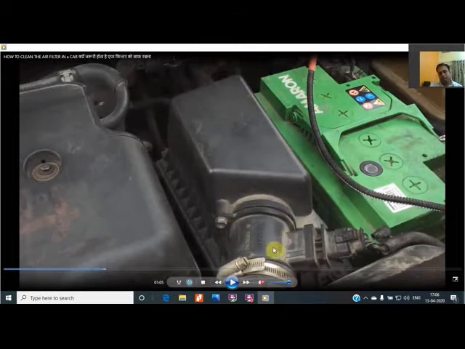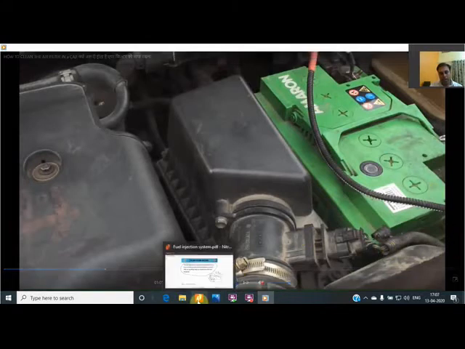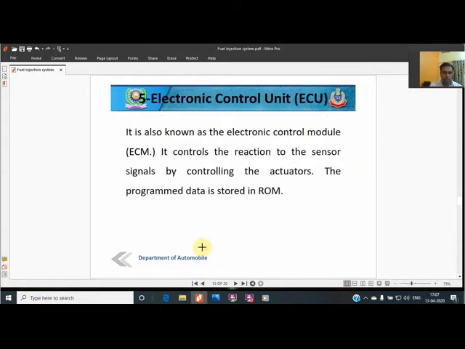So this particular thing is called the air mass meter. See how the coupling is done and how the signals are used, and these are fed directly to the ECU, ECM, whatever they are using.